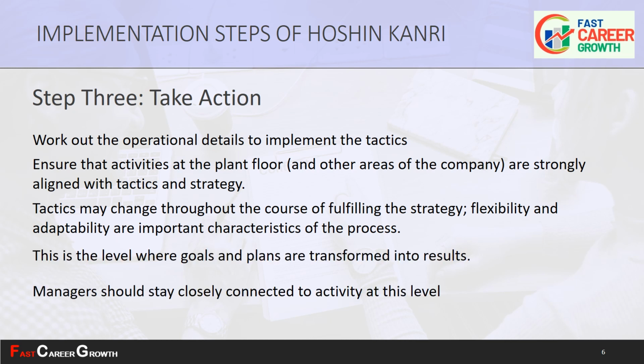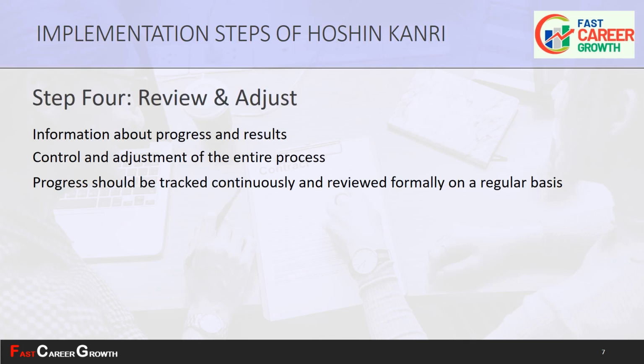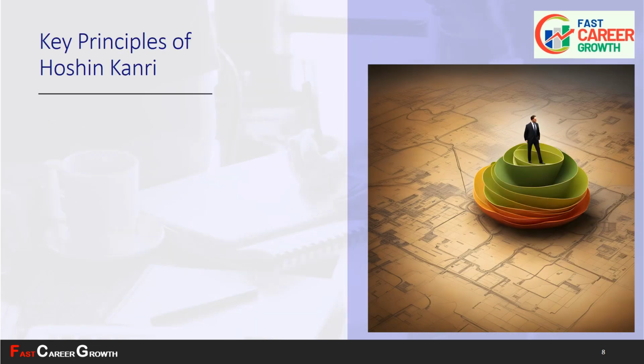So far the steps have focused on cascading strategic goals down through levels of the company, from top management all the way down to the plant floor. Equally important is the flow of information in the other direction, information about progress and results. It is this second flow that creates a closed-loop system, enabling control and adjustment of the entire process.